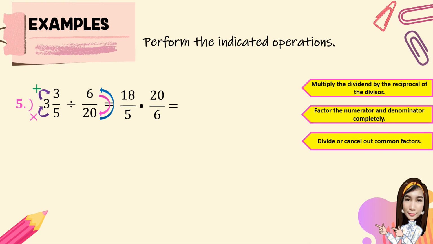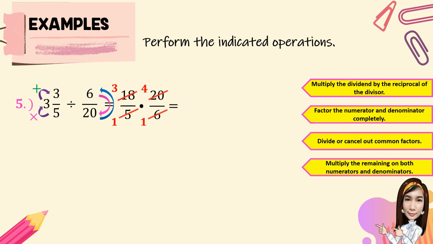So on 18 and 6, the greatest common factor is 6. So cancel: 18 divided by 6 is equal to 3. 6 divided by 6 is equal to 1. Then 20 and 5 have a greatest common factor, which is 5. 20 divided by 5 is equal to 4. 5 divided by 5 is equal to 1. Then multiply the remaining on both numerators and denominators. So on the numerator, we have the remaining 3 times 4. On the denominator, we have the remaining 1 times 1. Perform the operation. So we have 3 times 4 is equal to 12 over 1 times 1 is equal to 1. Any number divided by 1, still we have the number. So 12 divided by 1, still we have 12 as the final answer.